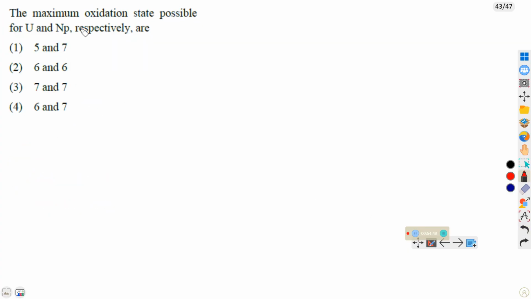The maximum oxidation state possible for uranium is plus 6, neptunium plus 7, plutonium also exhibits plus 7 oxidation state in actinides. Actinides neptunium and plutonium exhibit plus 7 oxidation state.